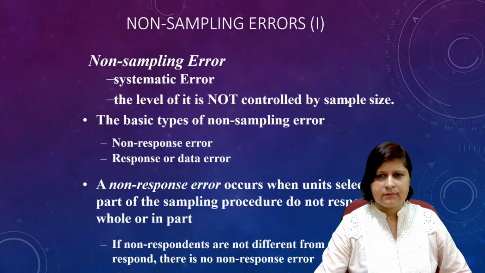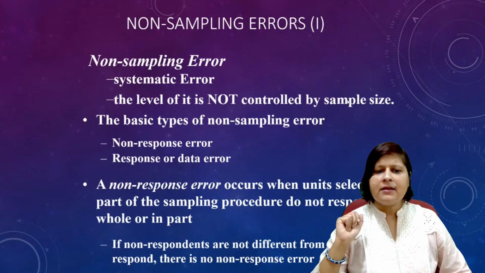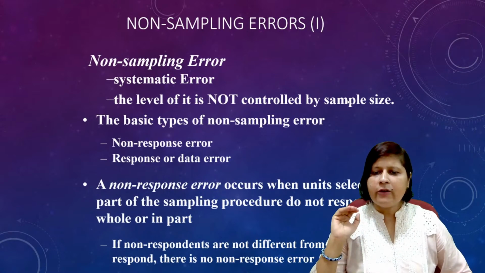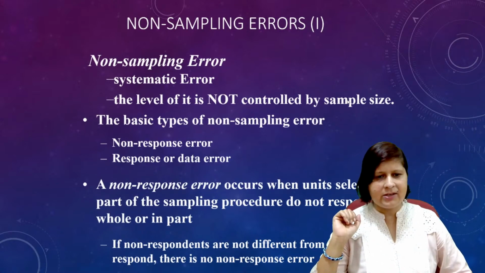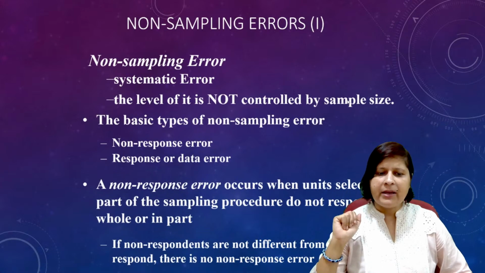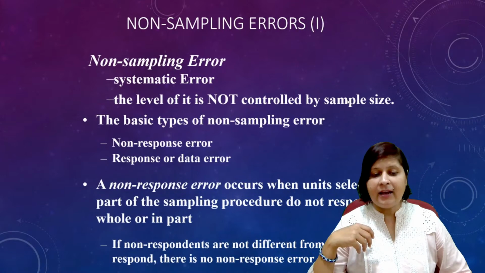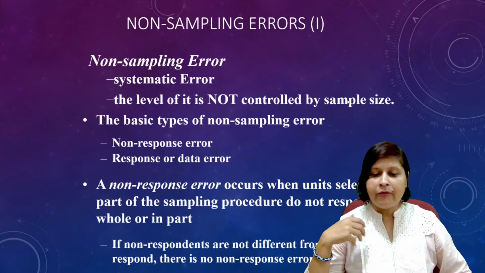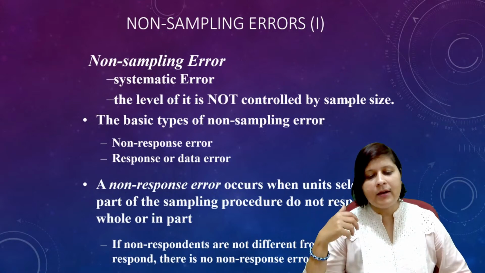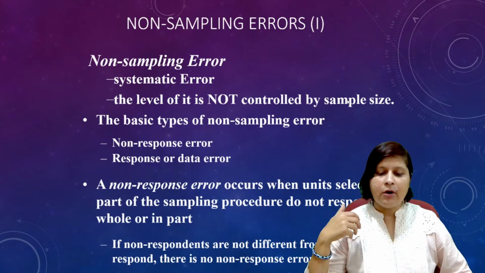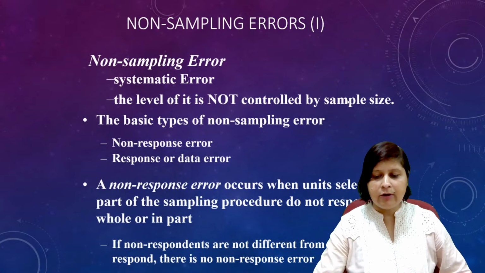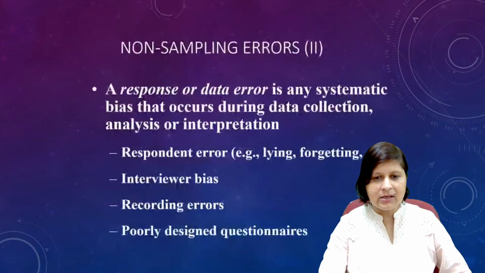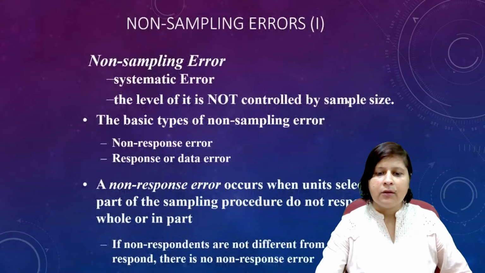Non-sampling error is a systematic error, and the level of it is not controlled by the sample size. The basic types of non-sampling error are non-response error and response or data error. Non-response error occurs when the unit selected as a sample in a sampling procedure does not respond, in whole or in part. If non-respondents are not different from those who did respond, then there is no non-response error. That is known as non-response error.